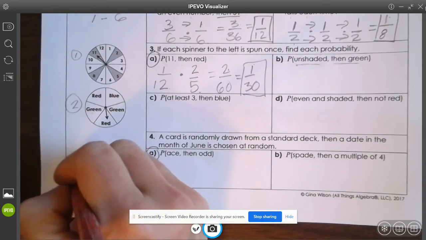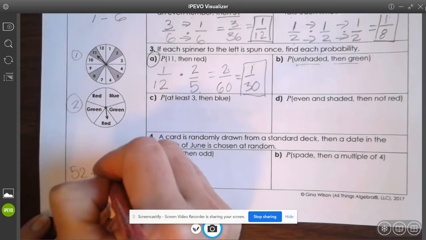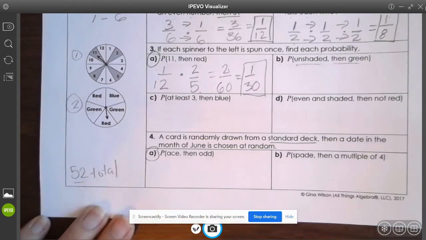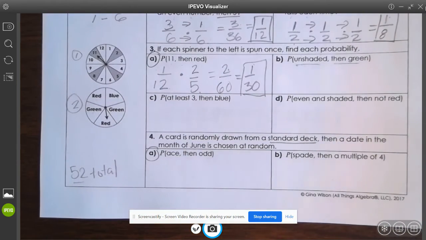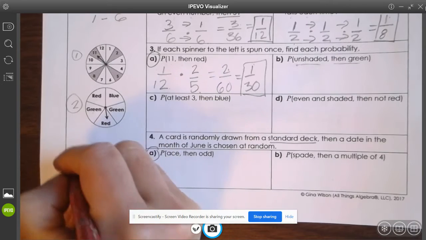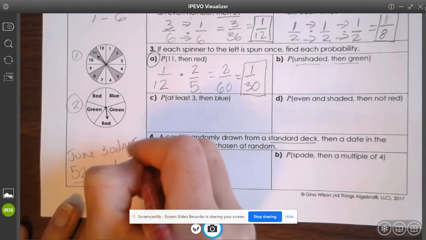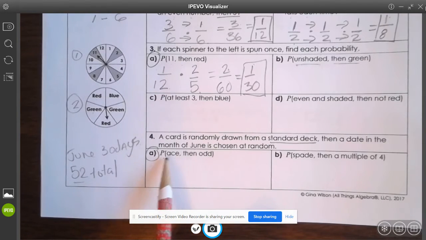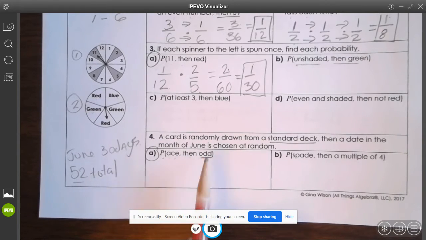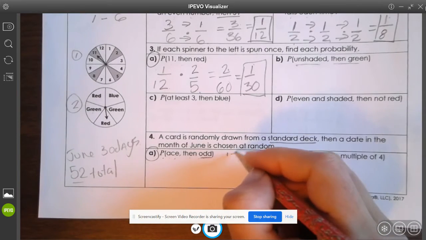All right, so I'm gonna do the one with the cards. So remember there are 52 cards in total, right? And that's a standard deck. Then it says a card is randomly drawn from a standard deck. Then a date in the month of June is chosen at random. June has 30 days, right? Okay, so it says the probability that you get an ace. There are 4 aces in a deck of cards, and then that you get an odd number between 1 and 30, right?